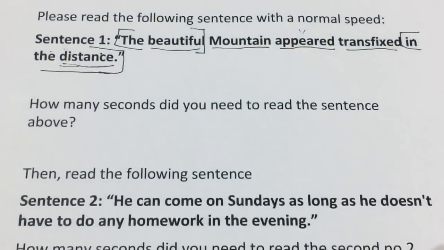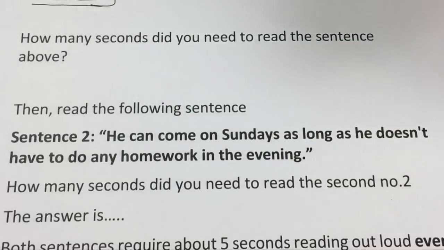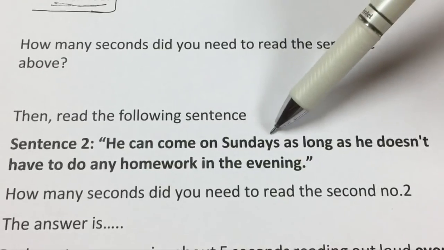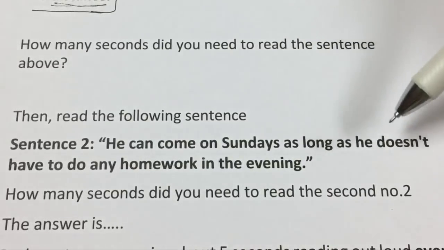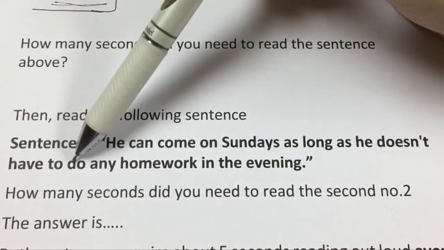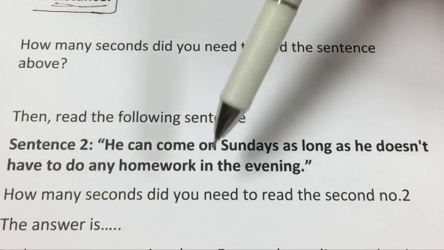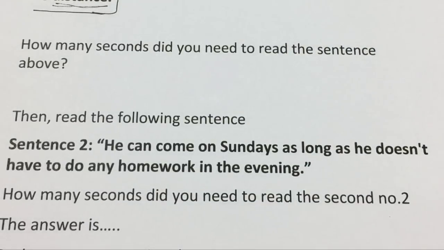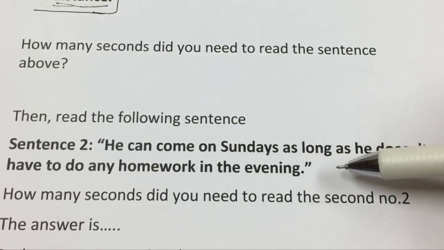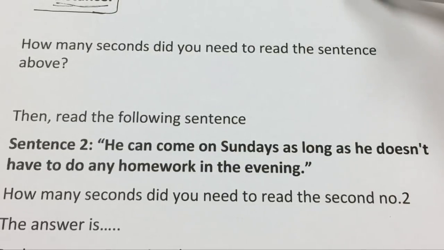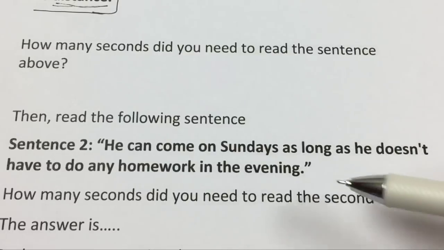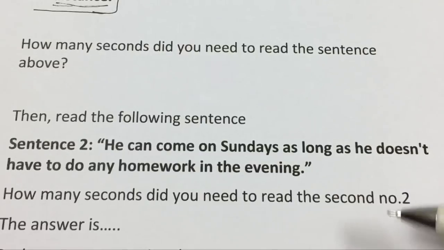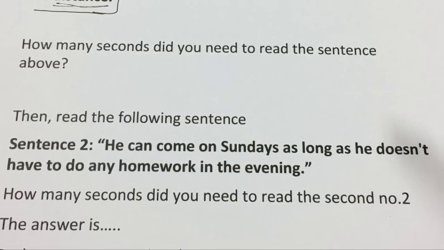Now, let's see the second example. We have the words: he can come on Sundays as long as he doesn't have to do any homework in the evening. Now you can see that this sentence is 30% longer than the first one, but we also read it in 5 seconds.